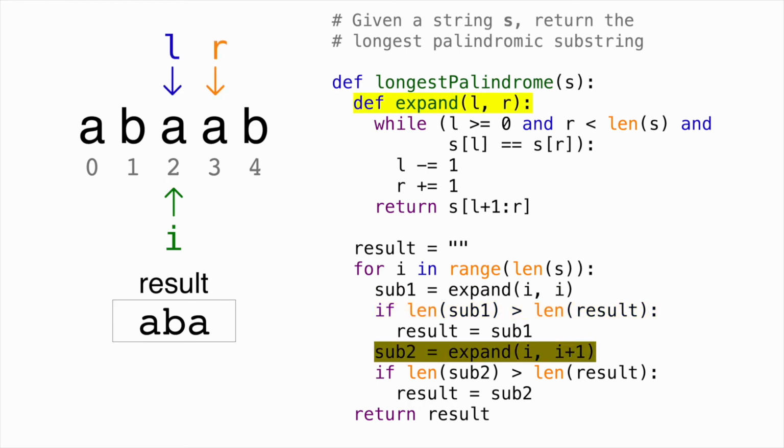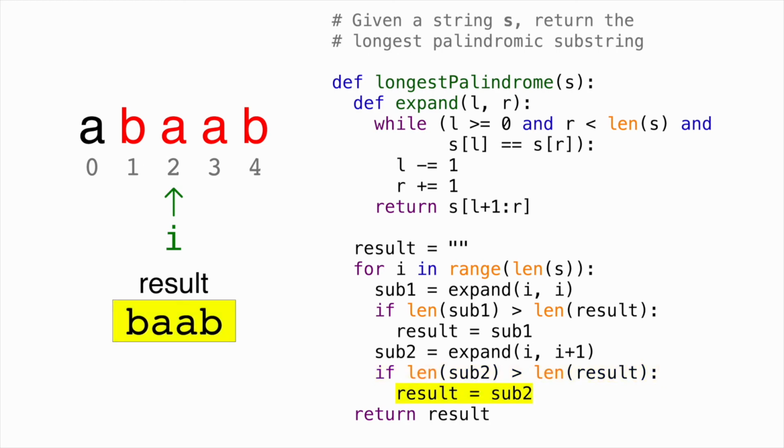Then we try index 2 and 3. Both characters match, so let's expand the substring. B is equal to B, so now we're at BAAB, and let's keep going. Now we've finally gone out of bounds, so we'll return the substring BAAB, and we see that its length is 4, which beats our current result, so we'll update result to be BAAB.